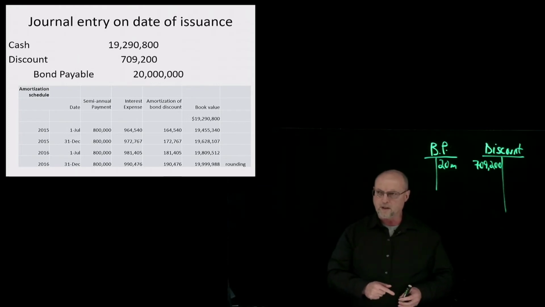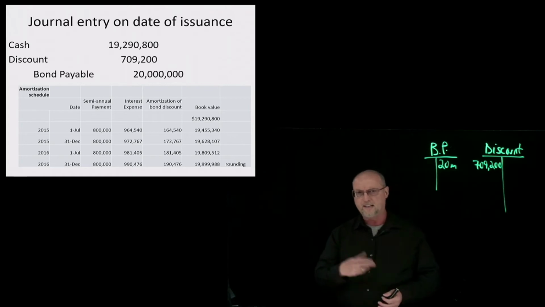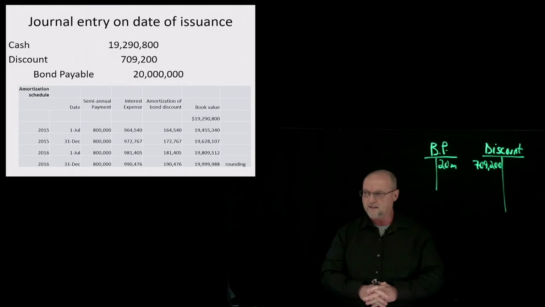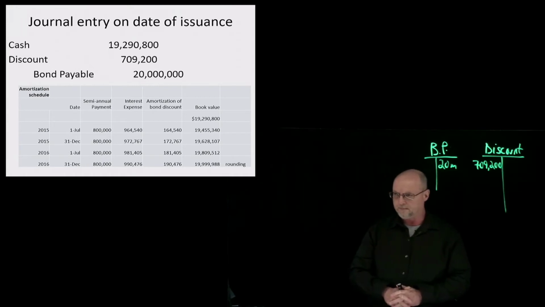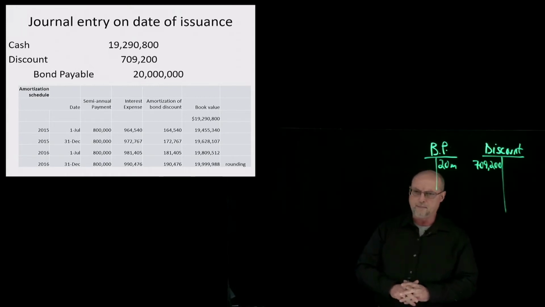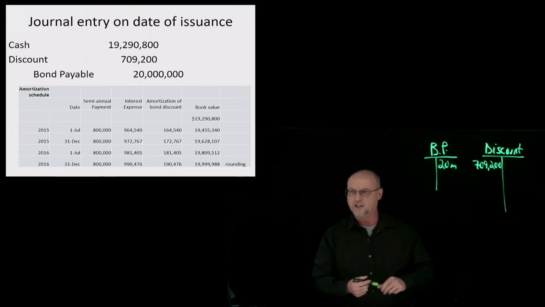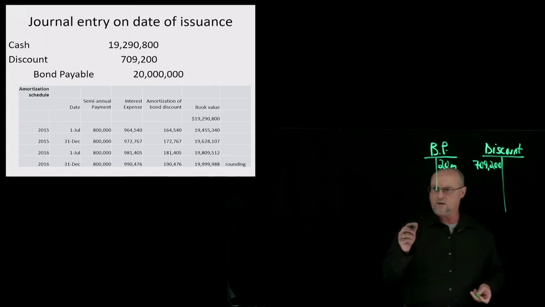So if you were to multiply 19,290,800 times 5%, remember that's the market rate, divided by 2, we're going to use that 5% the entire time, you're going to get interest expense of $964,540. And there it is in the middle of the schedule. We're going to pay them $800,000, and the difference between the amount of the payment and the interest expense is the amortization of the discount. Okay, so notice when we amortize the discount, it's going to be a credit.